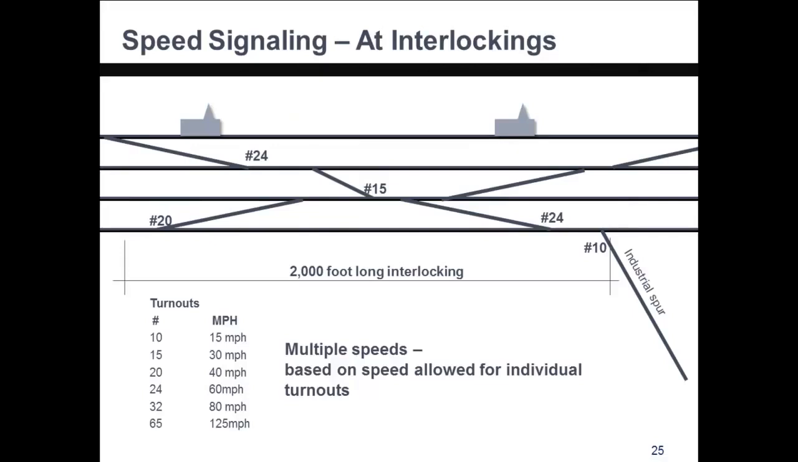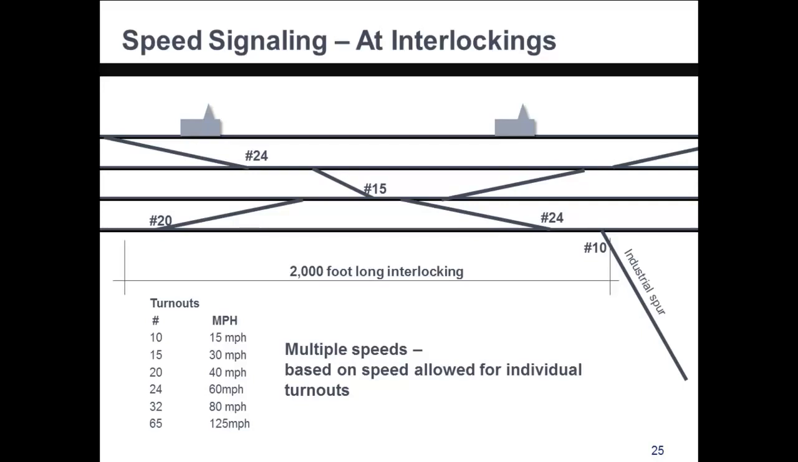In speed signaling, different turnout sizes within an interlocking can be used safely, allowing for generally faster speeds. On the slide, we see a large 4-track universal interlocking that uses a combination of number 24 turnouts, number 20s, a number 15, a number 10 for an industrial area.